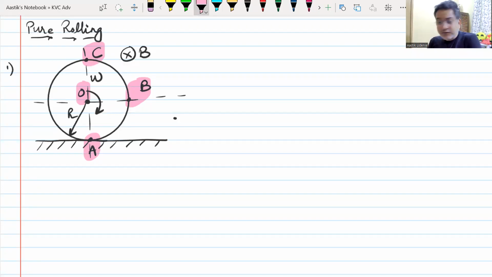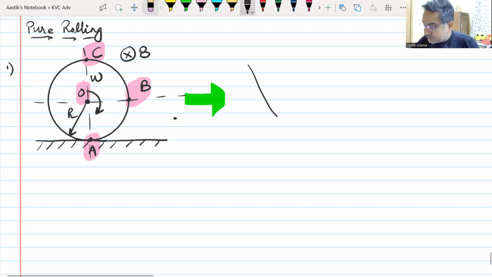Okay, so this is pure rolling. Pure rolling can be broken up into 2 components. You can take it as a combination of rotation about the center of mass. So you can assume this to be consisting of 2 things. One, because of what I'm doing here.